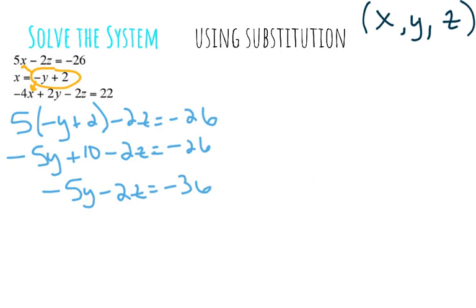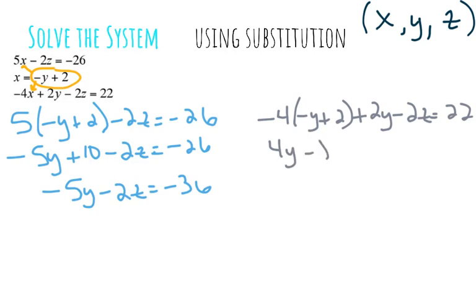Now I'm going to do the same thing looking at that third equation and substituting in x. So there I have negative 4, and then my x is negative y plus 2, finishing out the rest of the equation, plus 2y minus 2z equals 22. Using my distributive property, I'm going to end up with 4y minus 8 plus 2y minus 2z equals 22.